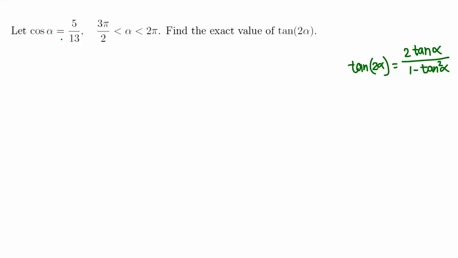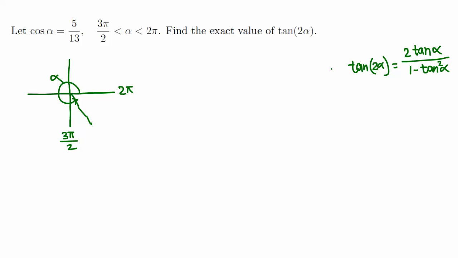Let cosine alpha be 5 over 13, and alpha lies in between 3 pi over 2, that's 270 degrees, and 2 pi, 360. So 270 degrees through 360, that means alpha is in the fourth quadrant. That's 3 pi over 2, and this is 2 pi. So alpha lies in between, means somewhere, doesn't have to be exact. This is alpha.